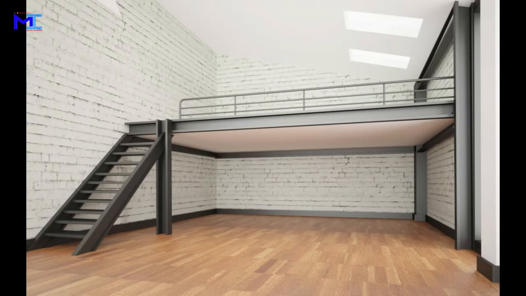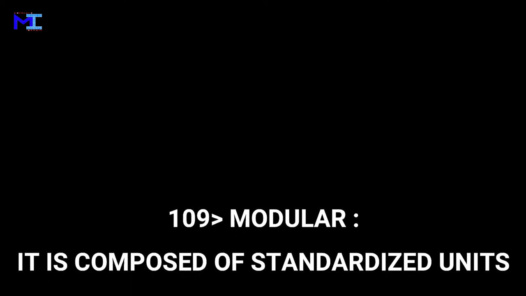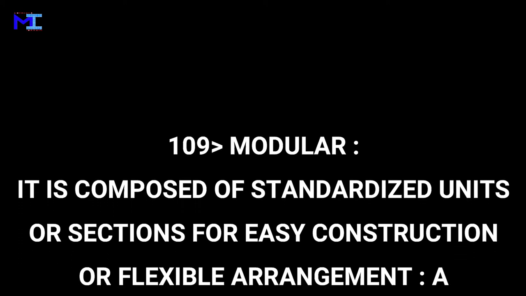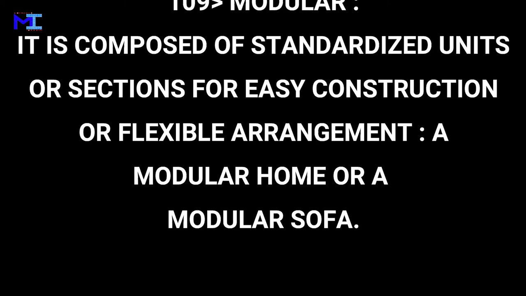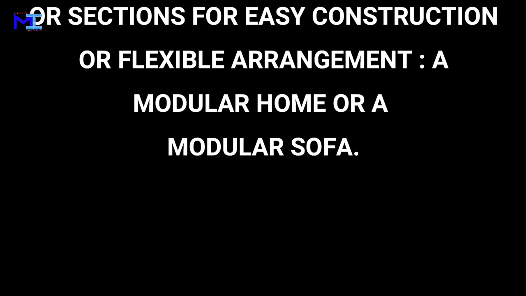Mezzanine. It is a level or floor between the ground floor and the first floor. Modular. It is composed of standardized units or sections for easy construction or flexible arrangement. A modular home. A modular sofa.